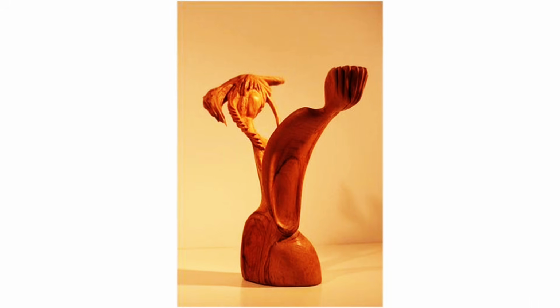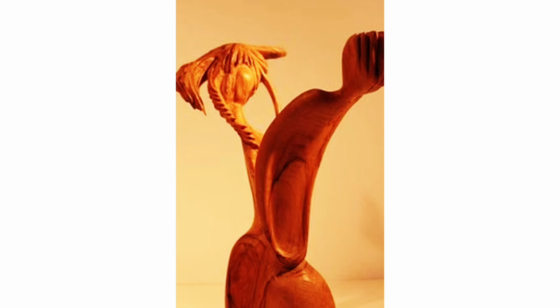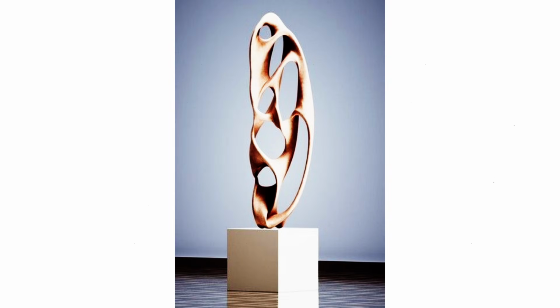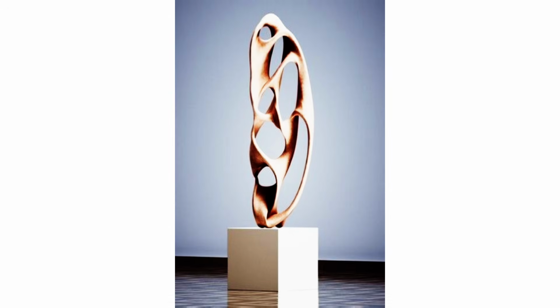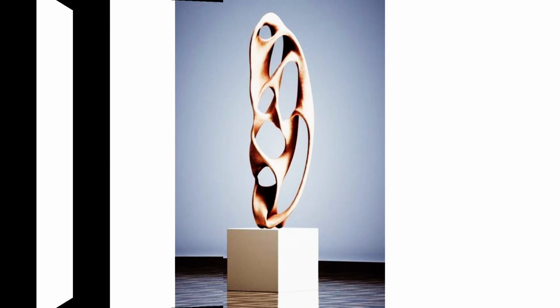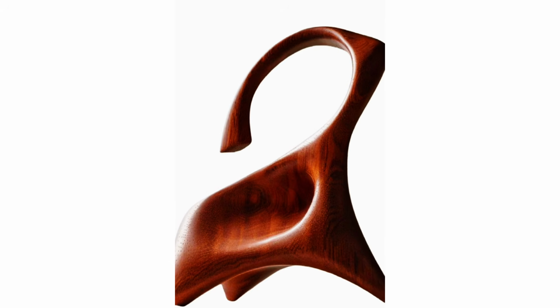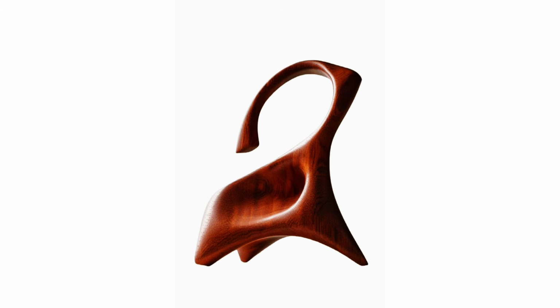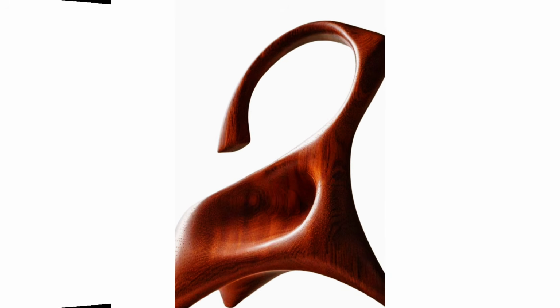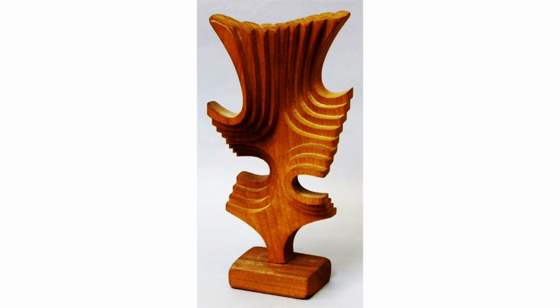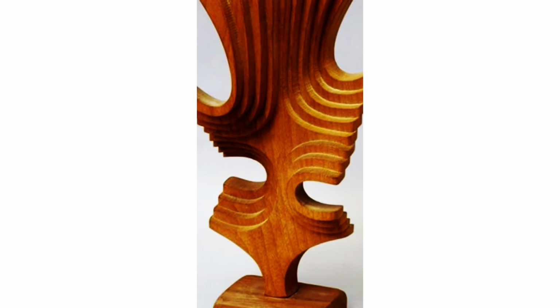Then the process begins. Cutting, carving, shaping, removing what is unnecessary to reveal what is hidden inside. Unlike painting, sculpture is subtractive. You don't add, you take away. And once something is removed, it cannot be put back. This requires confidence, but also acceptance.